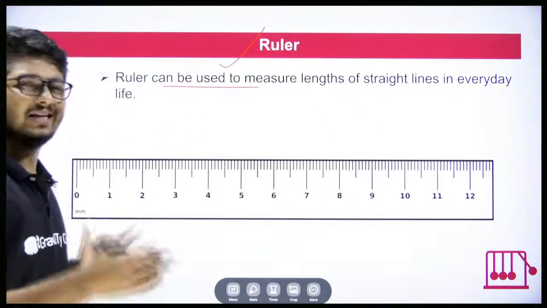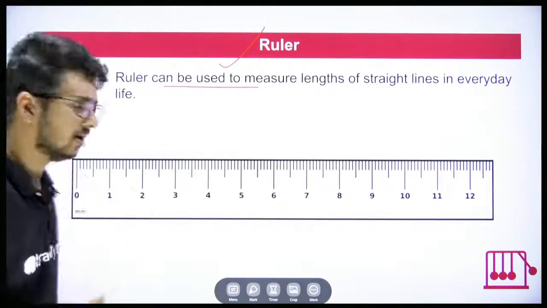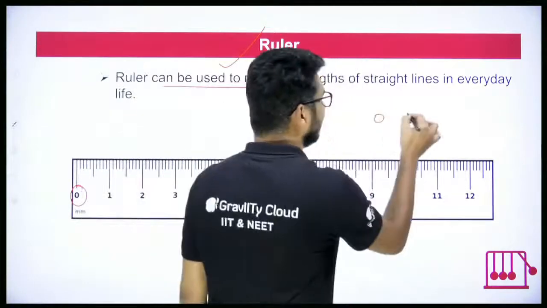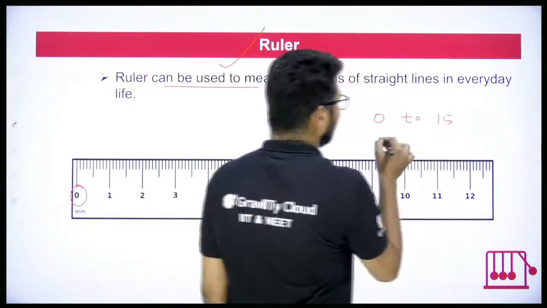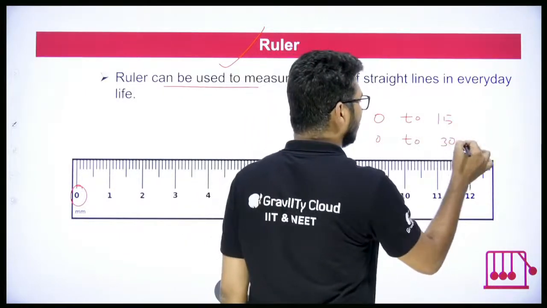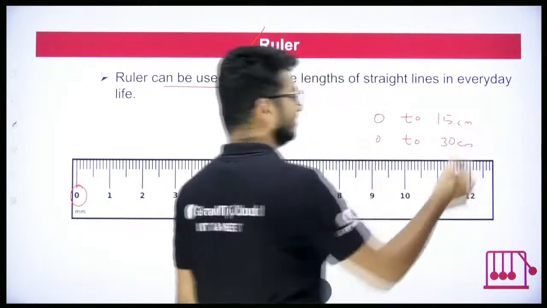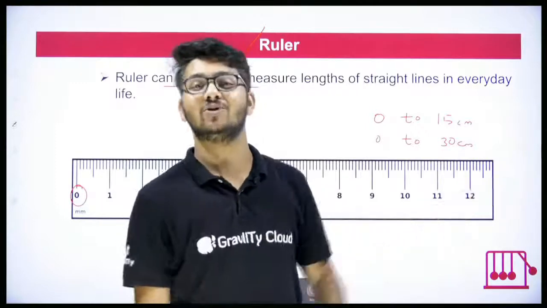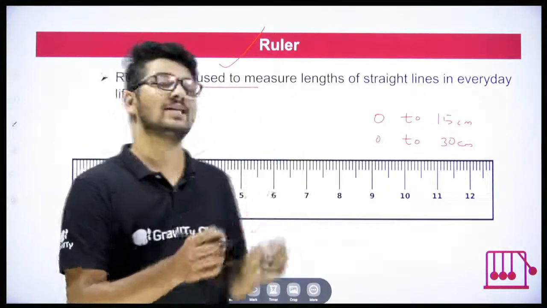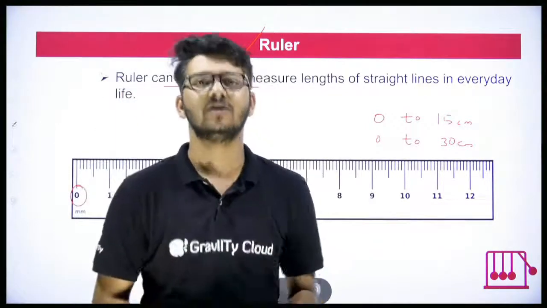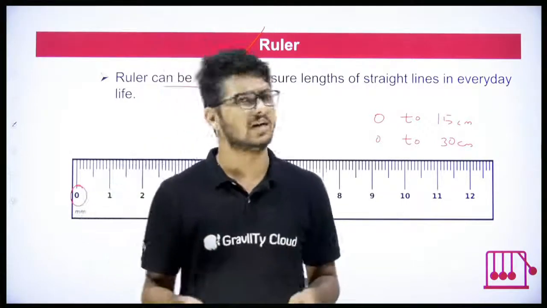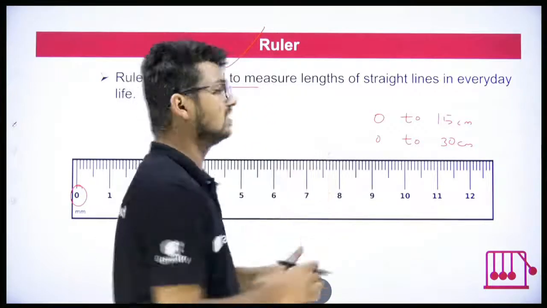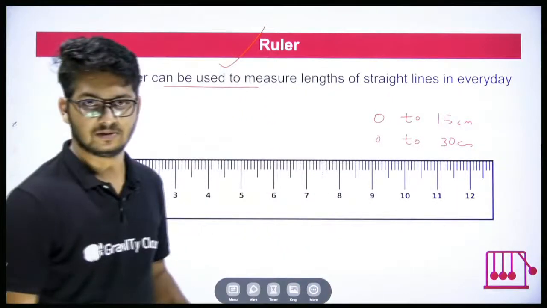Now if I ask you what are the readings on a scale, you will tell me from 0 to what? Here it is 12, but there are 0 to 15 and 0 to 30. You have two different types of scales: a short scale from 0 to 15 and a long scale from 0 to 30. These are the two scales we use in everyday life, basically for drawing lines in our books. So what we will learn is how to use this scale to measure length.